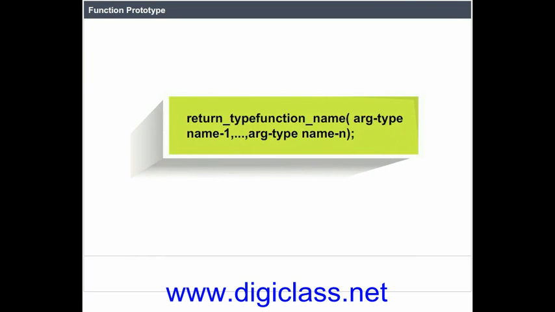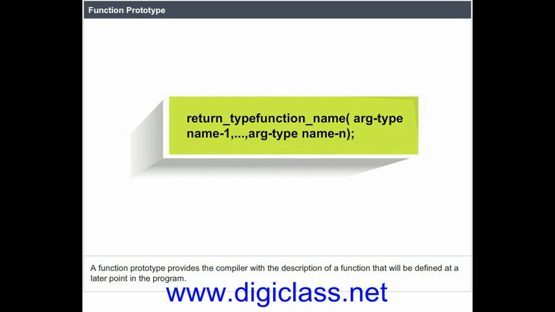Function prototype: return_type function_name(arg_type_name_1, ..., arg_type_name_n); A function prototype provides the compiler with the description of a function that will be defined at a later point in the program.